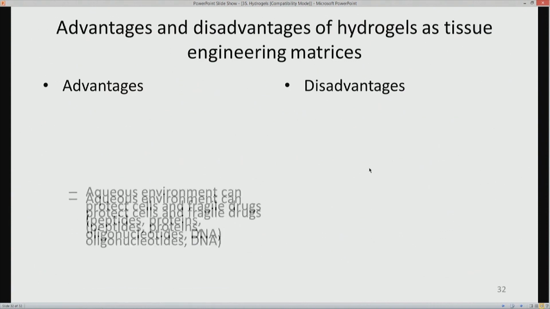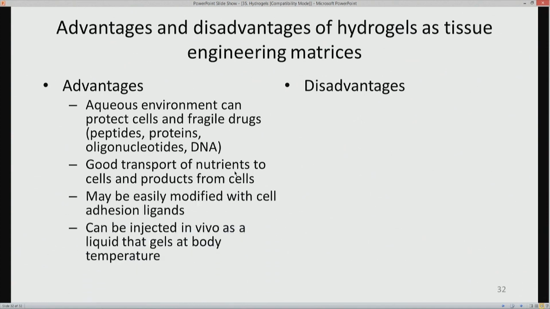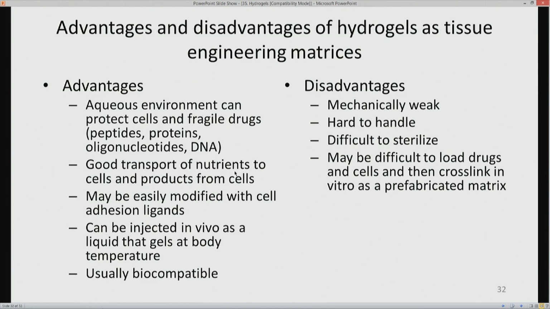Tissue engineering advantages: we have a lot of aqueous environment, so it can protect cells and fragile drugs, good transport of nutrition, may be easily modified with cell adhesion, can be injected also, they are usually biocompatible. Main disadvantages: they are mechanically very weak, hard to handle, difficult to sterilize. How do we sterilize these types of hydrogels? Maybe difficult to load drugs and cells, then cross-link in vitro as a prefabricated. So, all these are problems with hydrogel.